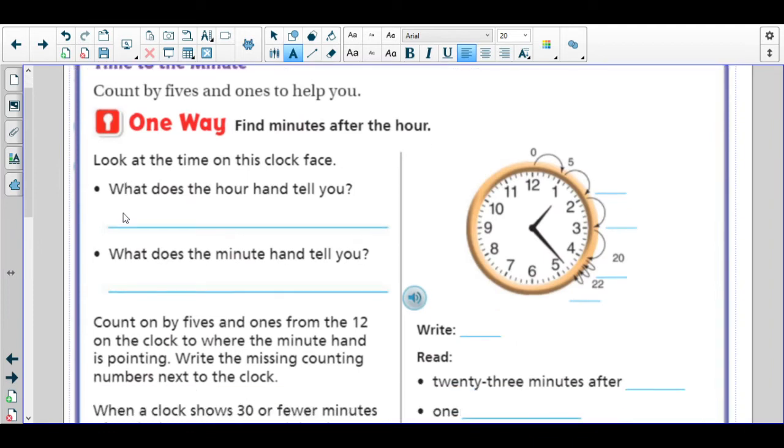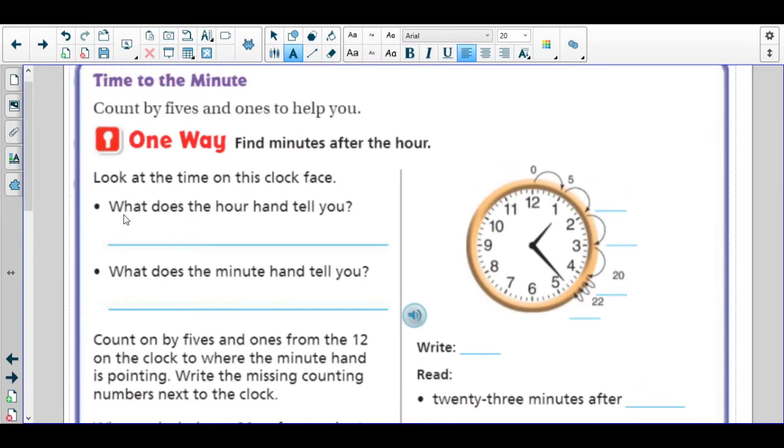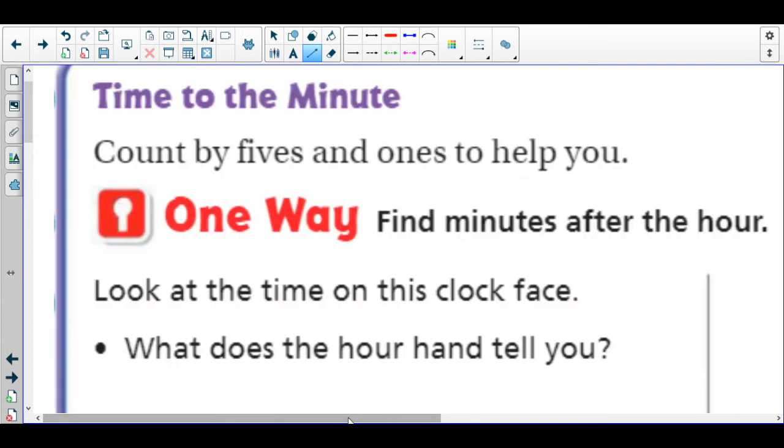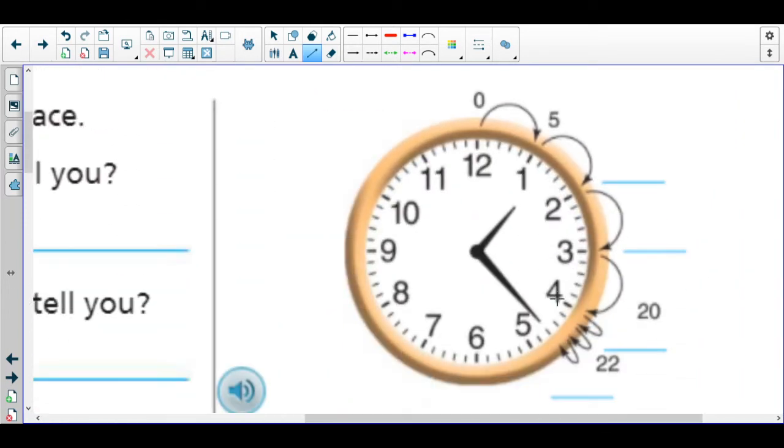All right. Time to the minute. So we're going to count by fives and then ones to help us out. Okay, so look at the time on this clock face. What does the hour hand tell us? Okay, so here is the hour hand right here. Let's really get zoomed in so we can see what we got here. All right, here's our hour hand.